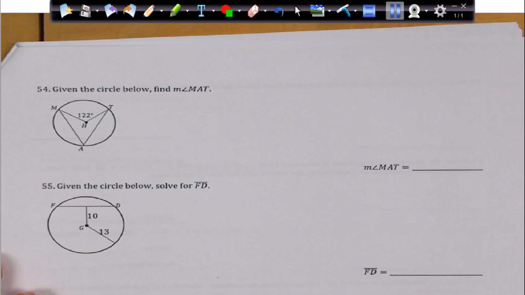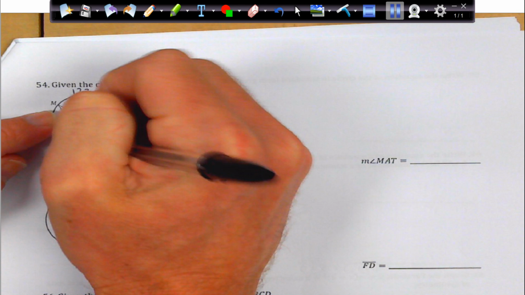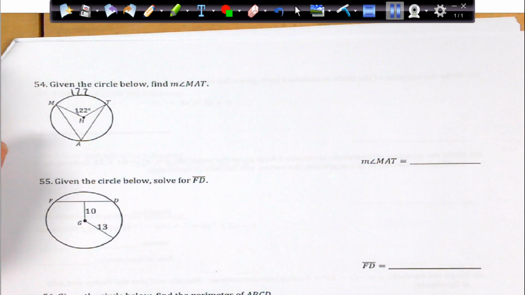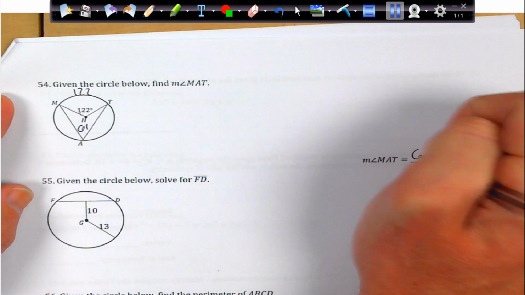All right. Oh, one of my favorites. Given the circle, find MAT. Well, this is 122, which is the same as this, but MAT is an inscribed angle, so it's half, so we just divide by 2. That gives me 61 degrees.